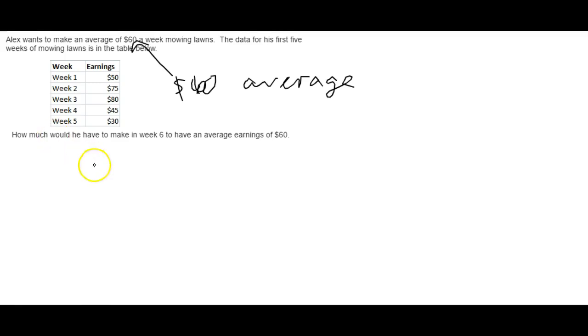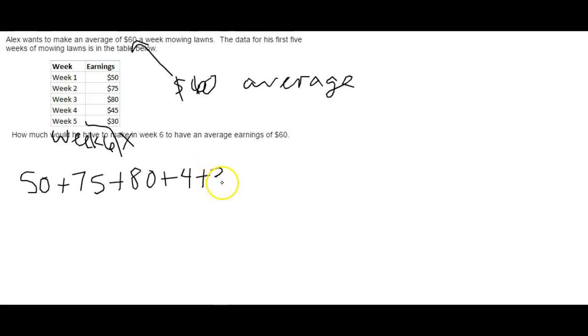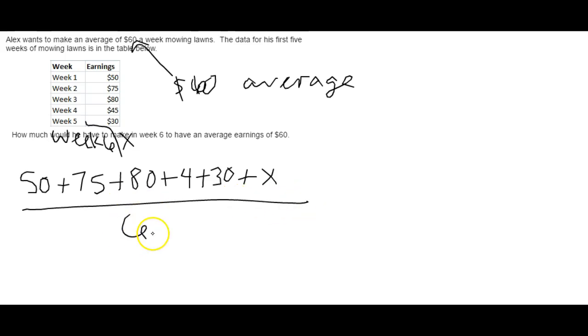So there's a week 6. I'm going to write over some of these words. A week 6 that we don't know, I'm going to put X for the number we don't know. So if we were to average all of these together, we would have the 50 plus the 75 plus the 80 plus the 45 plus the 30 plus the number we don't know, all divided by 6 because we did it over 6 weeks. And that would tell us our average number.